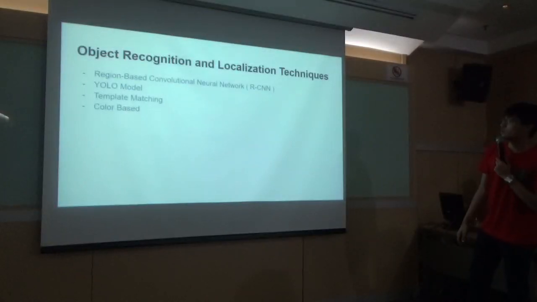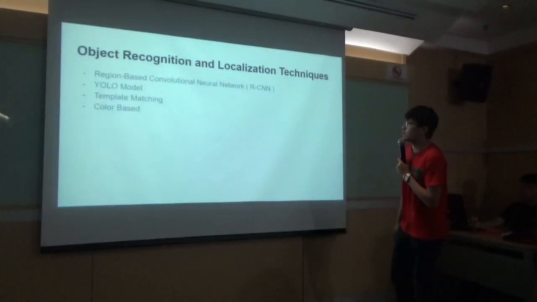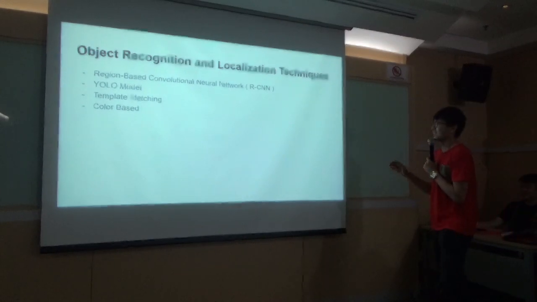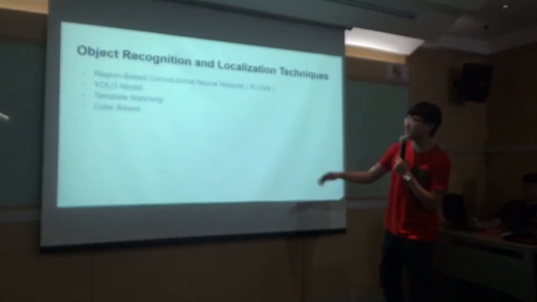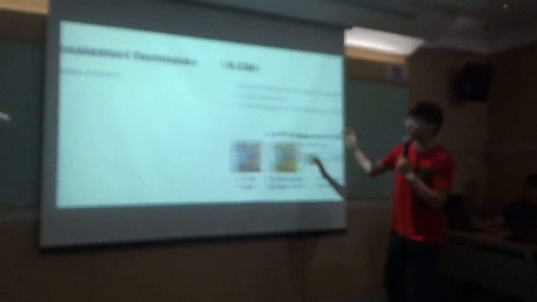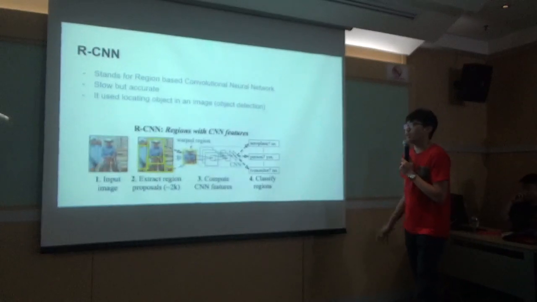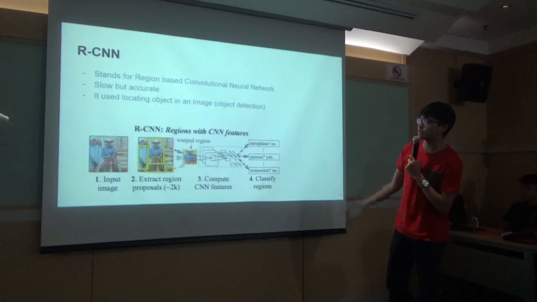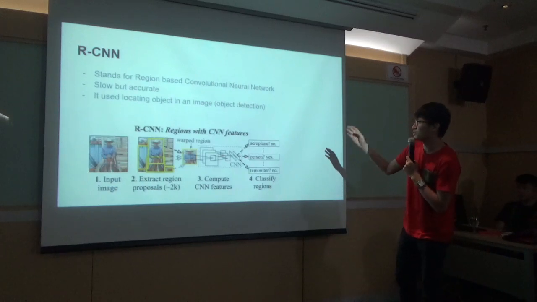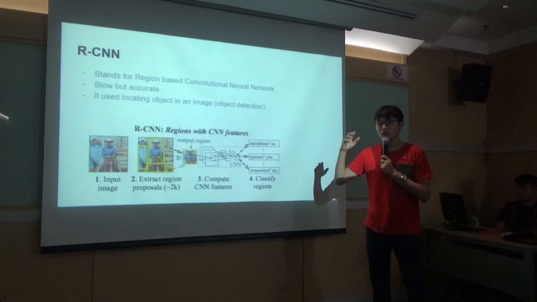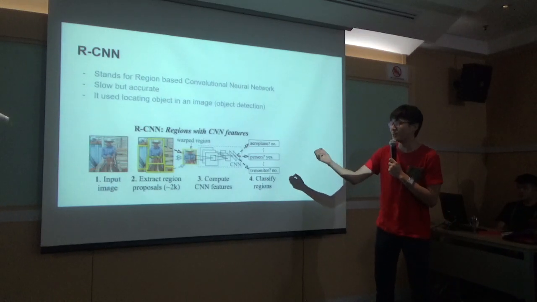Okay, so these are the techniques. We have RCNN, or region-based convolutional neural network, the YOLO model, template matching, and color-based methods. We'll talk more about RCNN. RCNN stands for region-based convolutional neural networks. It is actually slow, but it's quite accurate.